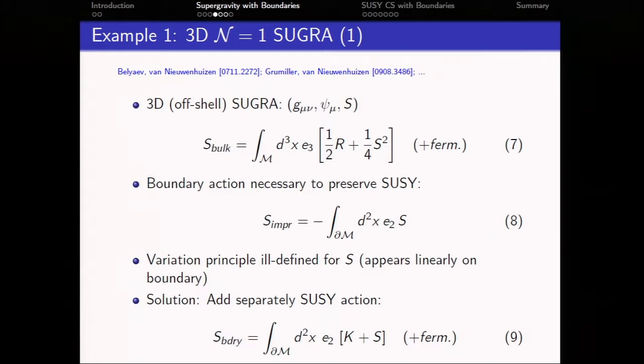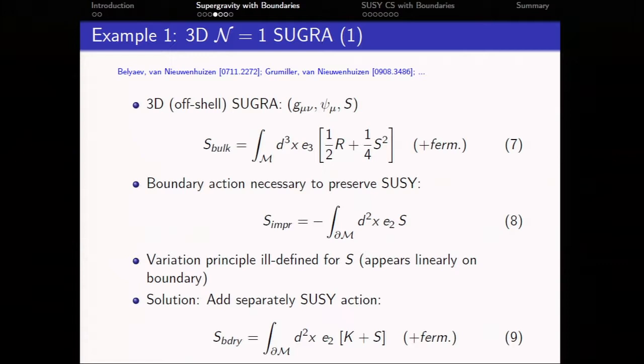The fields in the multiplet are just your graviton, your gravitino, and some auxiliary scalar that we don't care too much about. If you integrate it out, you'll just get S is zero as its equation of motion. But since we're working in a general off-shell formalism, we're keeping it. I'm going to suppress fermion terms because we typically don't care that much about them. It turns out if you go through this procedure, you see that this transforms with a total derivative under supersymmetry, and the appropriate boundary term to add to your action is exactly this. So there's a minus S here. Note that E3 and E2 are just your vielbein determinants either in the bulk or on the boundary.